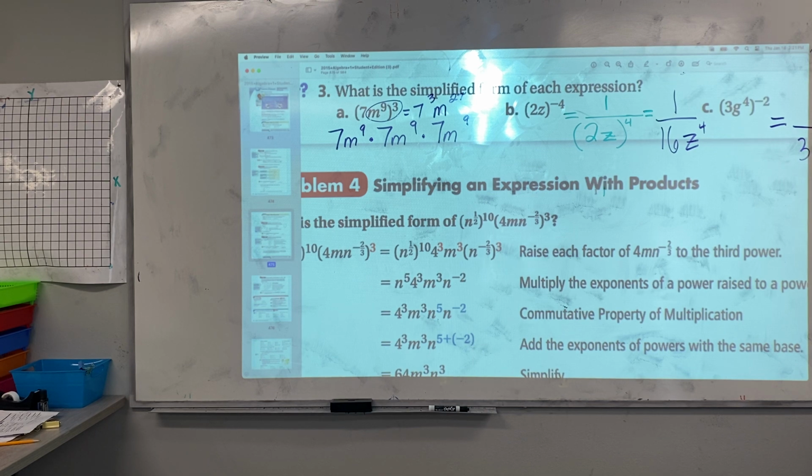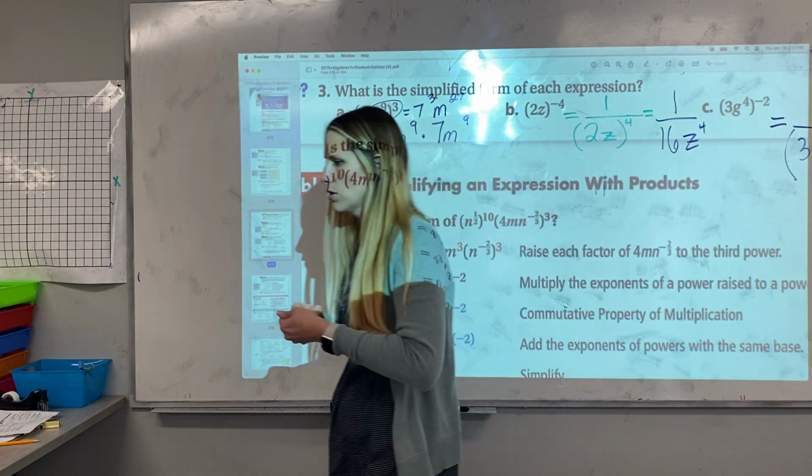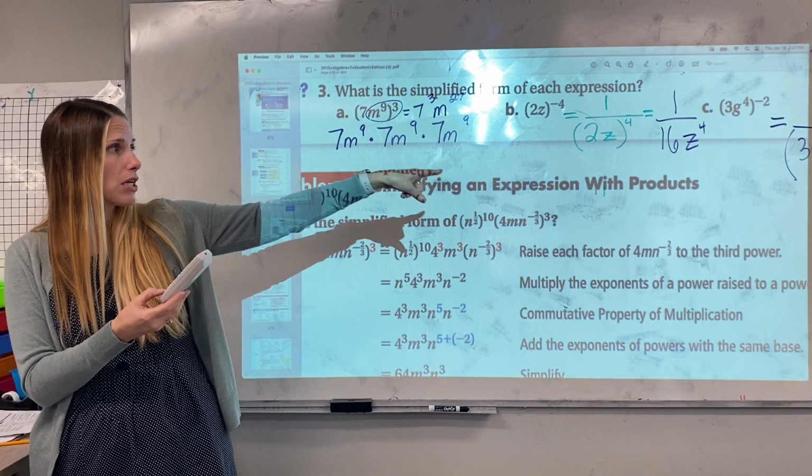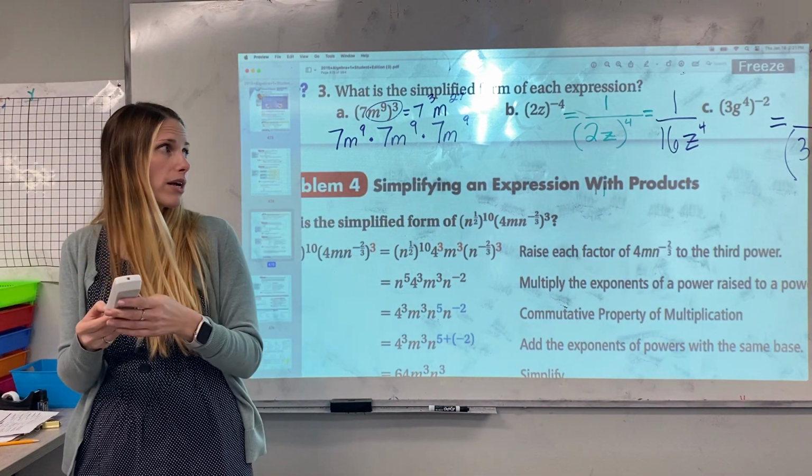3g to the 4th, in parentheses, to the positive 2. Now we're going to simplify that. 3 squared is 9. G to the 4th squared is g to the 8th. Okay. Nobody? Because 3 to the 2nd power, 3 squared.